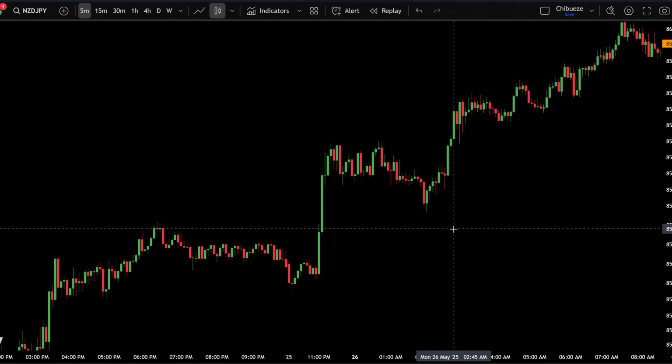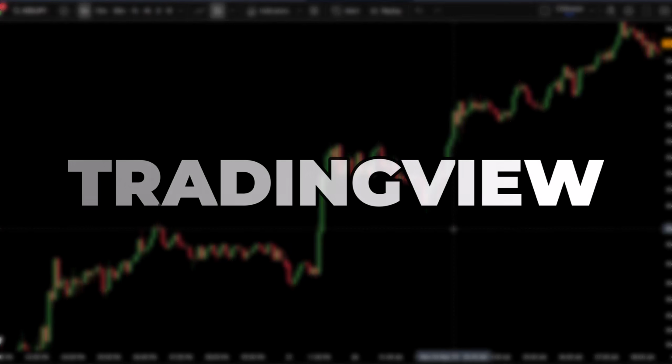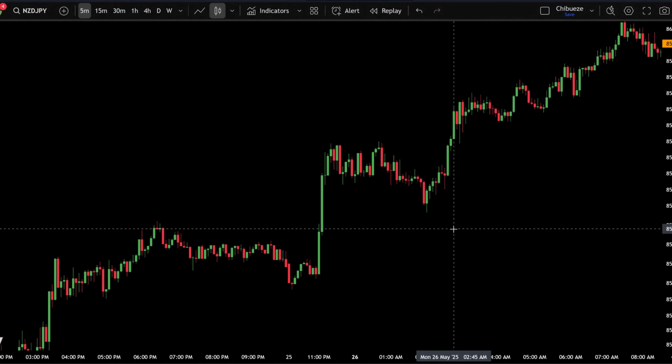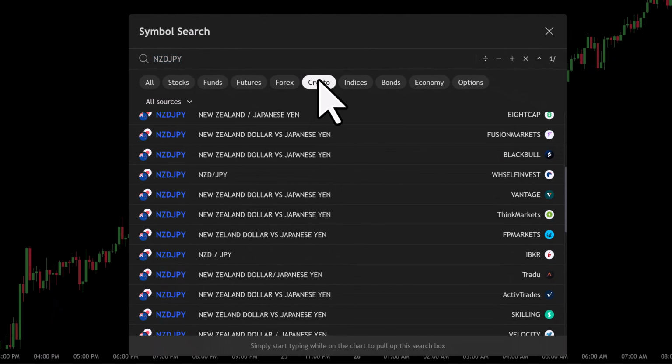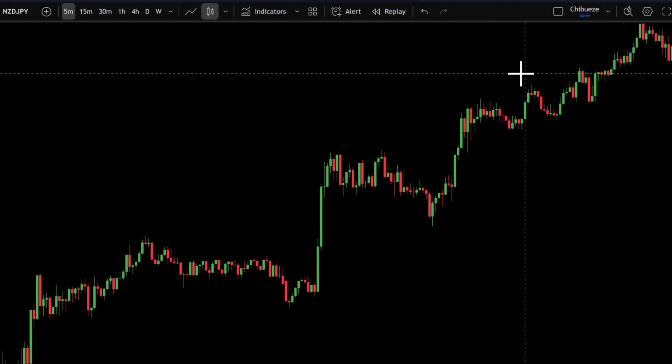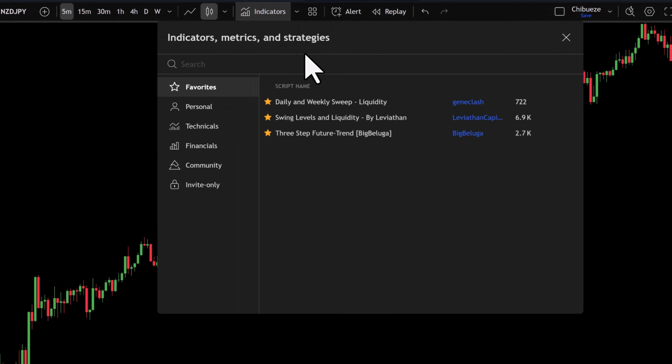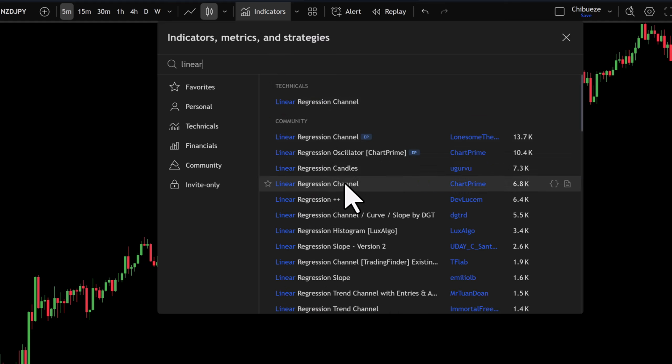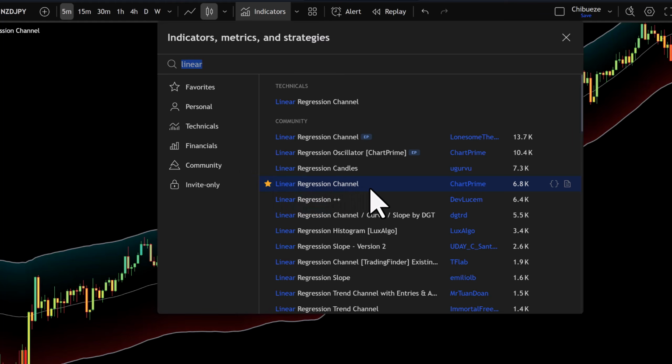Now, to get started with this indicator, you first of all head over to TradingView. That's the charting platform I'm using here. Once you're on TradingView, just load up whatever chart you're interested in, your favorite stock or crypto pair. Then click on the Indicators button at the top and in the search box, type in Linear Regression Channel. You're looking for the one that was published by Chart Prime. Go ahead and click on that to add it to your chart.